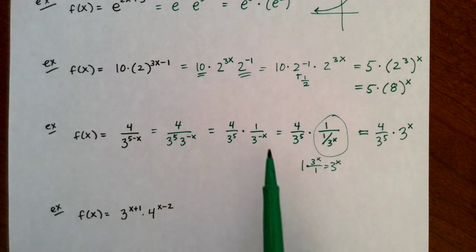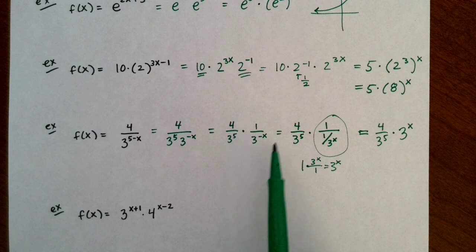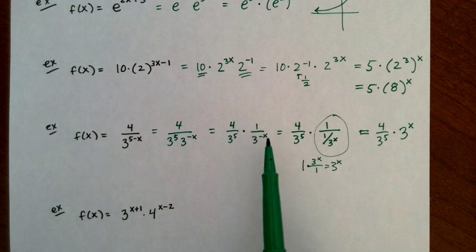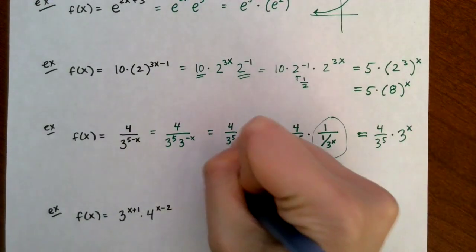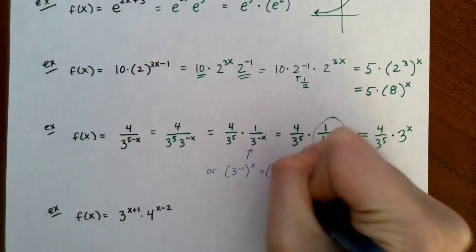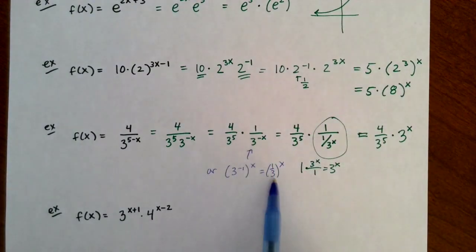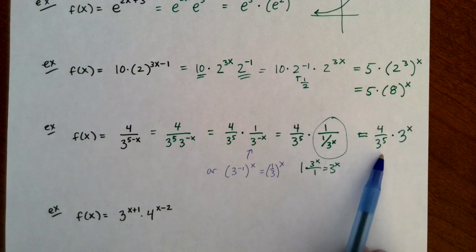Another option from this moment right here with 3 to the negative x in this denominator would be to separate the minus sign from the x. I'll switch colors just to show this is an option here. You could have called it 3 to the negative 1 to the x, which is 1/3 to the x. 1 over 1/3 to the x is also going to get you over here. So you have a bunch of different options here, but they should all land on this final answer.